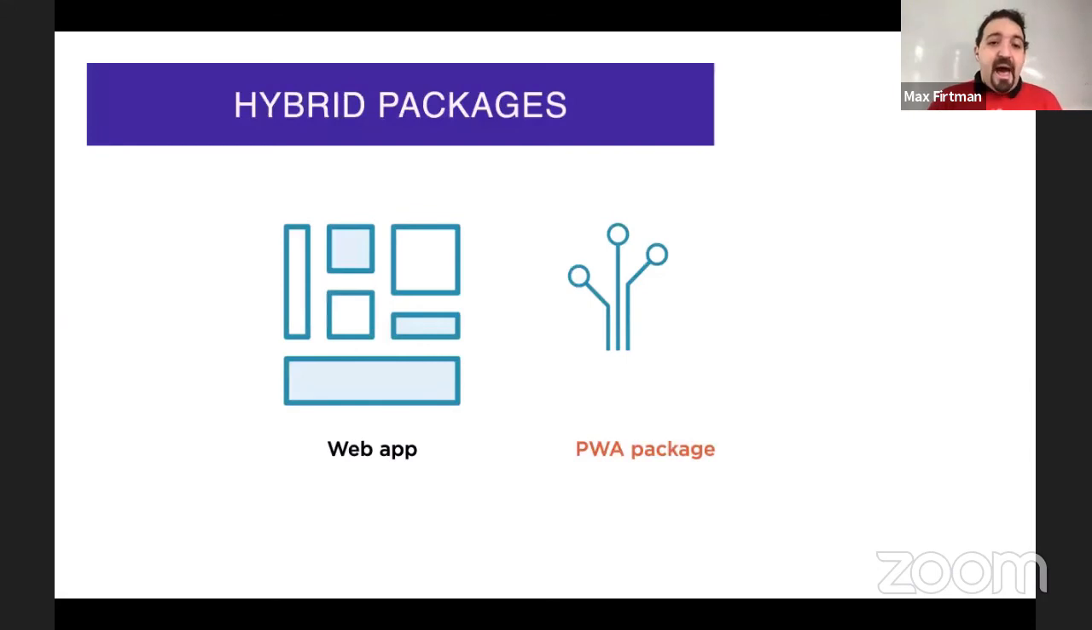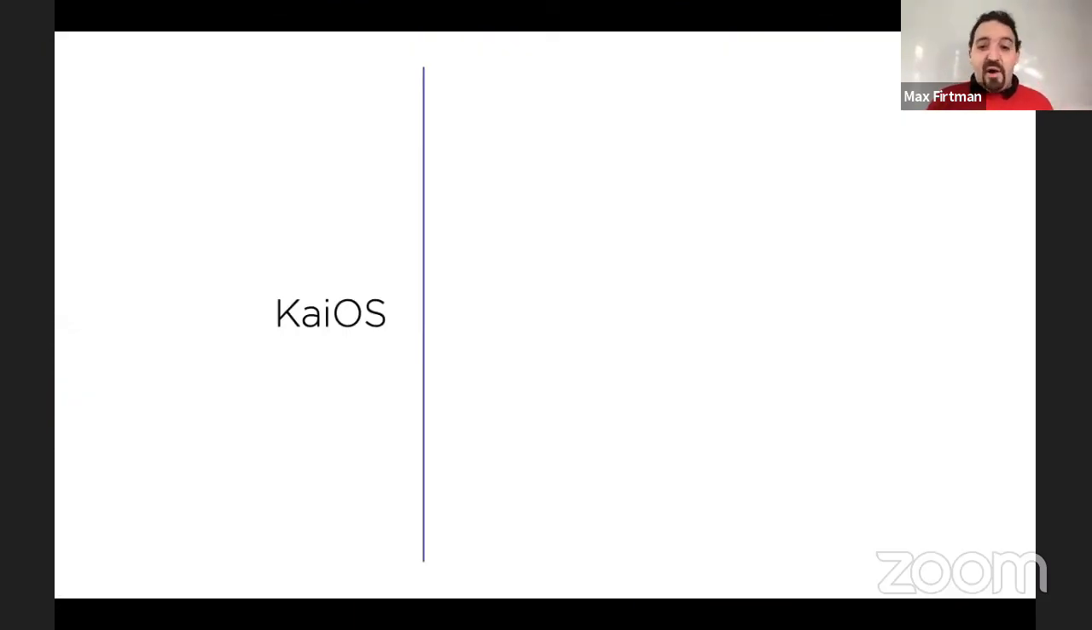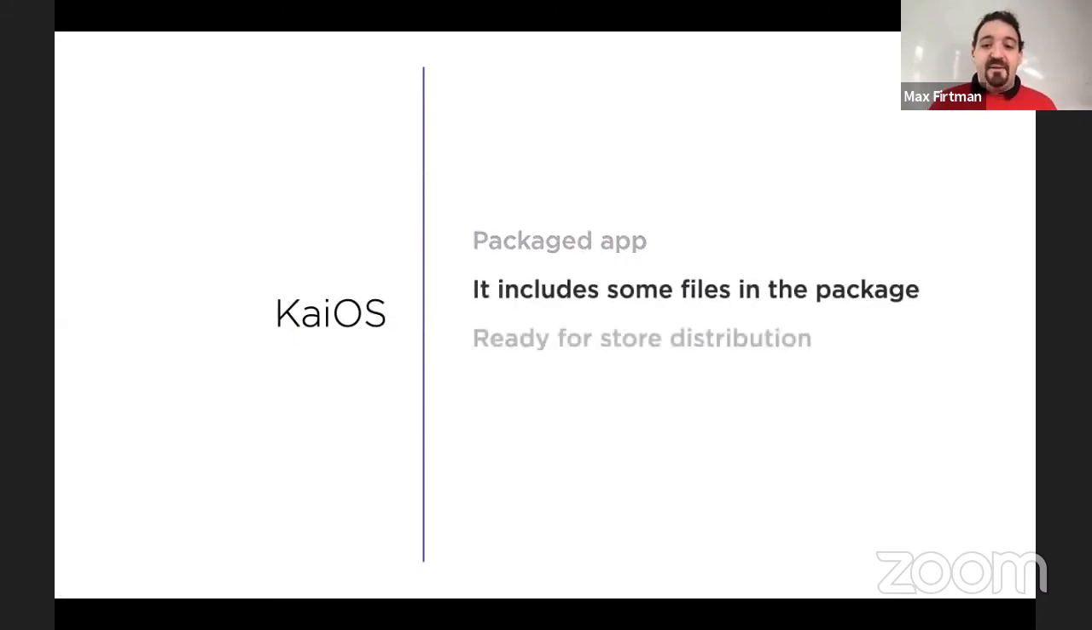And also we have hybrid packages, as I mentioned before, that in this case, we need to create a package with the files inside. Okay, so with all our files inside, so no Service Worker. In this case, all resources are shipped within the package. It's not a launcher, but at least for some stores, it's the only way that we have. That's KaiOS, for example, that we need to create something known as a packaged app that will include some files in the package, and it's ready for store distribution. And for that, if you want to create this, you need to download the WebIDE free tool that is available in the KaiOS developer website.